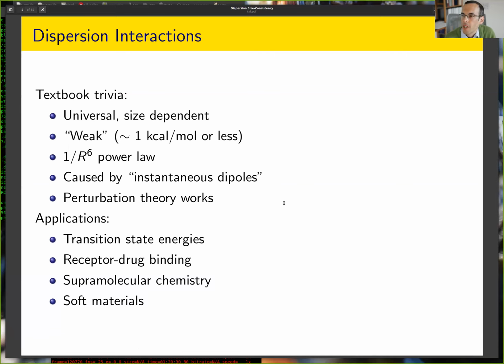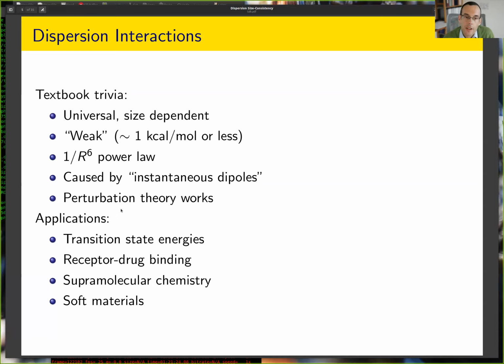So when we talk about dispersion, of course, there is the question always: is there anything new here? Really, I mean, we just think of them as some sort of weak, omnipresent interactions that have this 1/r⁶ power law. There's this somewhat unclear picture of instantaneous dipoles that are interacting, that give rise to these dispersion interactions. And in fact, it is implied in some of these ideas that perturbation theory somehow works for dispersion. For example, that's how you derive the 1/r⁶ power law, right? That we all know from undergraduate classes.